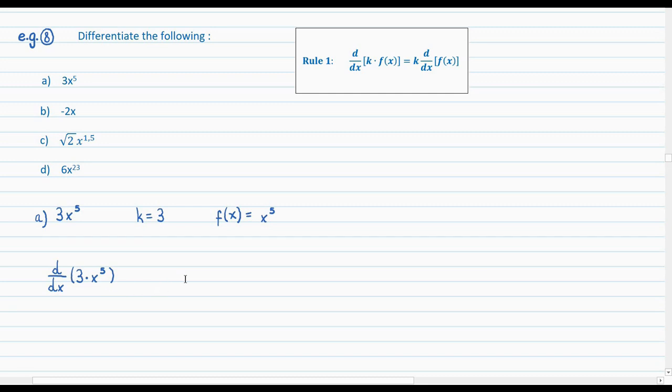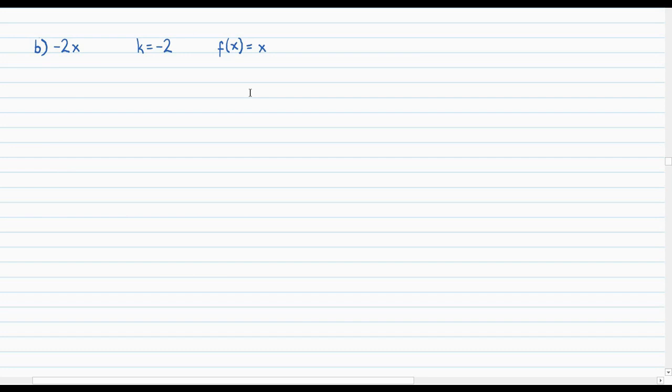Using rule 1, this ends up being 3 times the derivative of x to the power of 5, which from the previous example we found to be 5x to the power of 4. And 3 times 5x to the power of 4 gives 15 times x to the power of 4. Then for part B, we need to differentiate negative 2x. So k would be negative 2 and f of x would be x. So this would be negative 2 times derivative of x, which was just 1 in the previous example. So the final derivative is just negative 2.